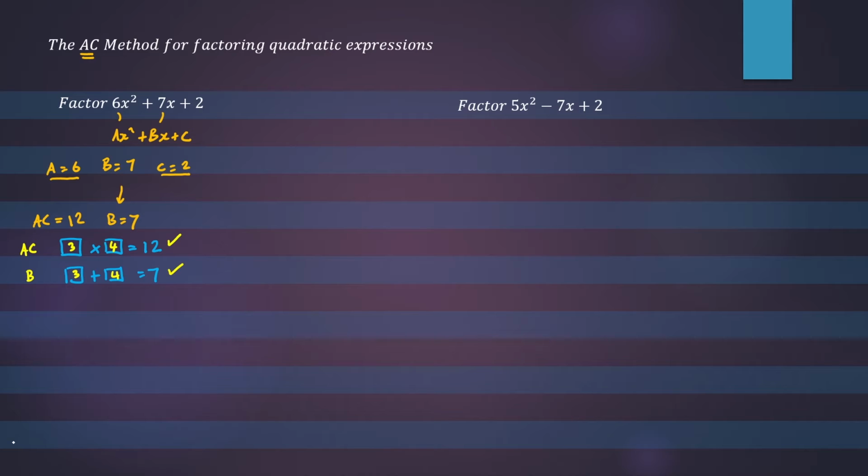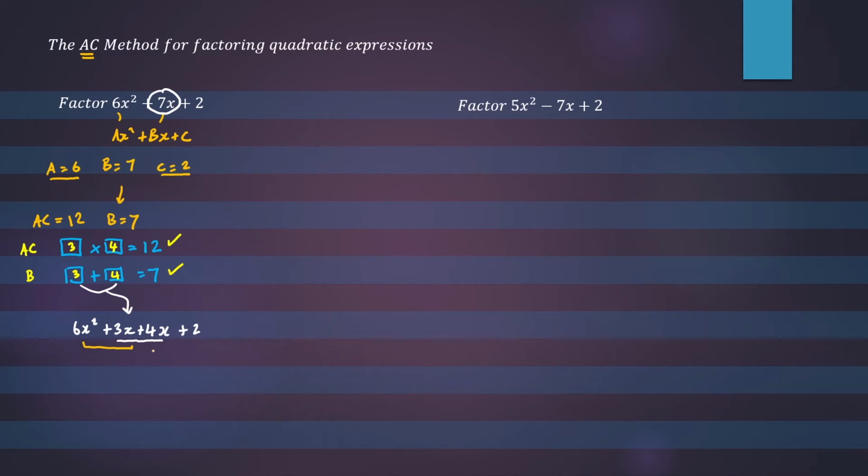What we do now is we rewrite our question as 6x squared. Now the 7x gets turned to 3x plus 4x, because 3 plus 4 is 7. So those numbers in yellow are used to change the middle term of your expression, and then we add the 2 on the end. So now we'll factor by grouping.